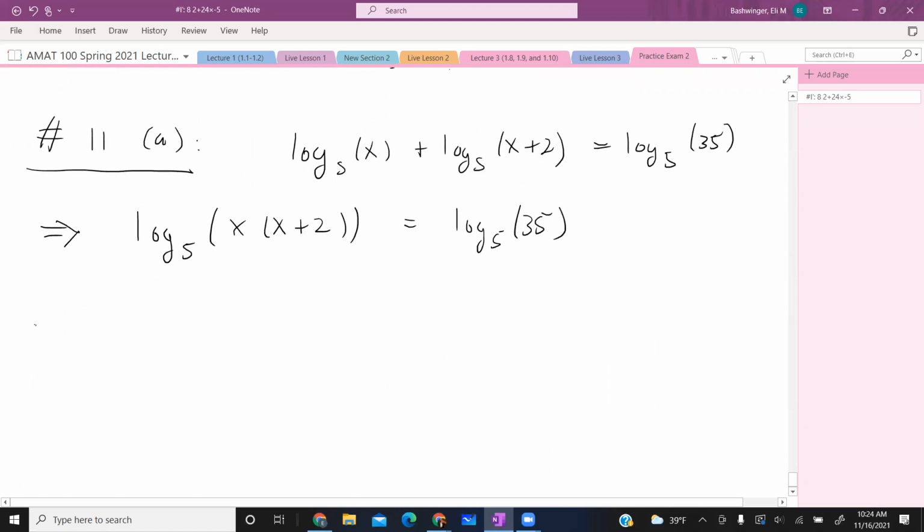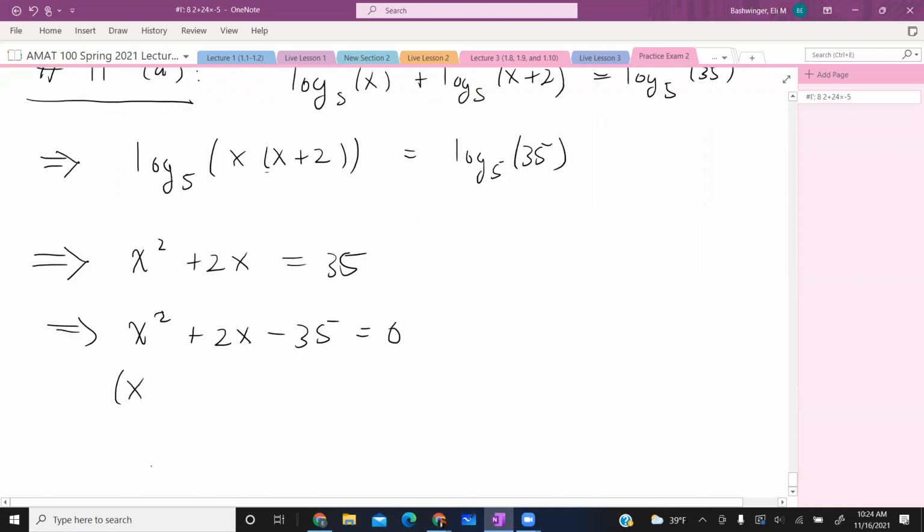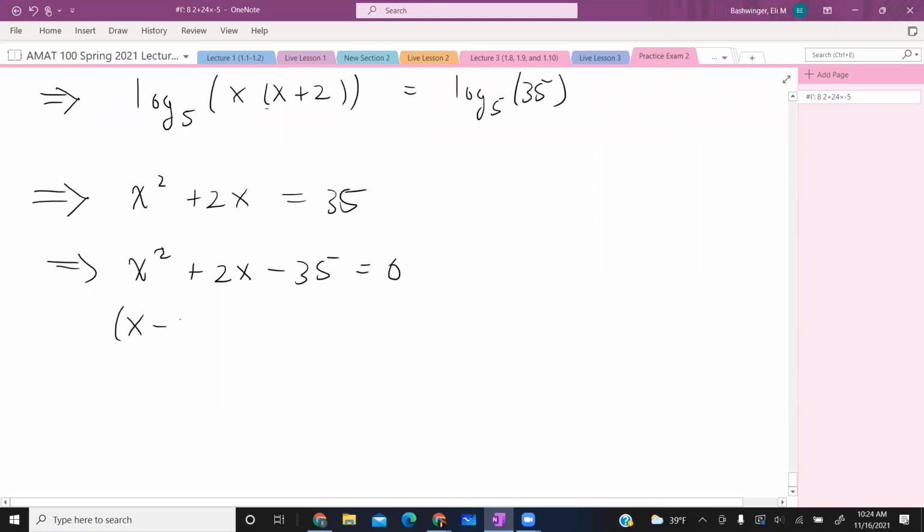And now we can use injectivity, or the one-to-one property of the logarithm, to cancel out the logs. And then I'm going to FOIL this. So I'll get x squared plus 2x is equal to 35. And then I can subtract 35 from both sides. And I think this factors as, let's see, x minus 5 times x plus 7. So this will imply that x is equal to -7 or 5.